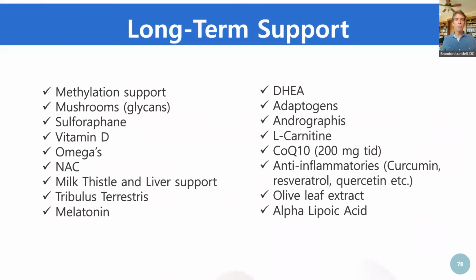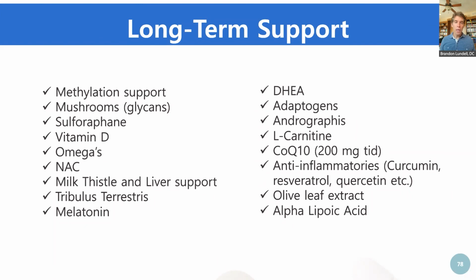So we did methylation support. We did mushrooms with a lot of glycans. Cordyceps is great. Reishi, lots of evidence for that. Sulforaphane is one of my favorite things. Vitamin D, again the omegas, N-acetylcysteine, milk thistle, and other liver support. Tribulus for the testes and for testosterone production. Of course, we did DHEA and melatonin. The adaptogens. Andrographis also has decades of evidence against viruses.